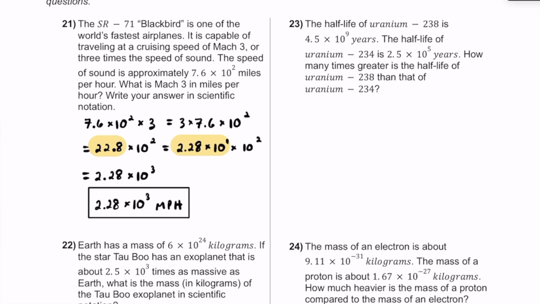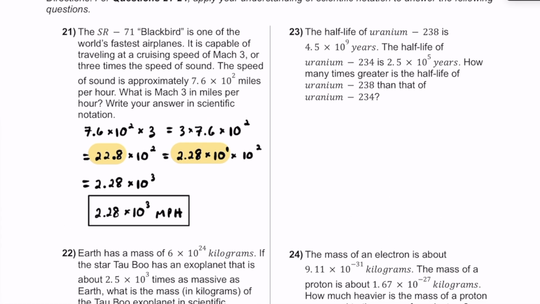Let's check out number 23. In 23, we see the half-life of uranium-238 is 4.5 times 10 to the 9th power years, and the half-life of uranium-234 is 2.5 times 10 to the 5th power years. The question is how many times greater is the half-life of uranium-238 than that of uranium-234?